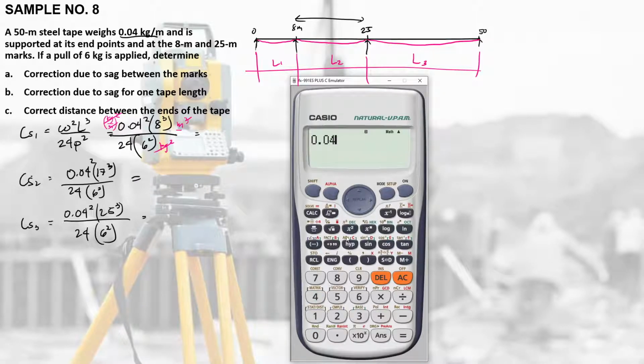0.04 squared. So, pag ganyan mga formula, x na lang inalagay ko dyan. 24 times 36 or 6 squared. So, again, 0.04 x cubed dapat siya. So, ako, calculate 8 meters. So, store ko siya kay A.